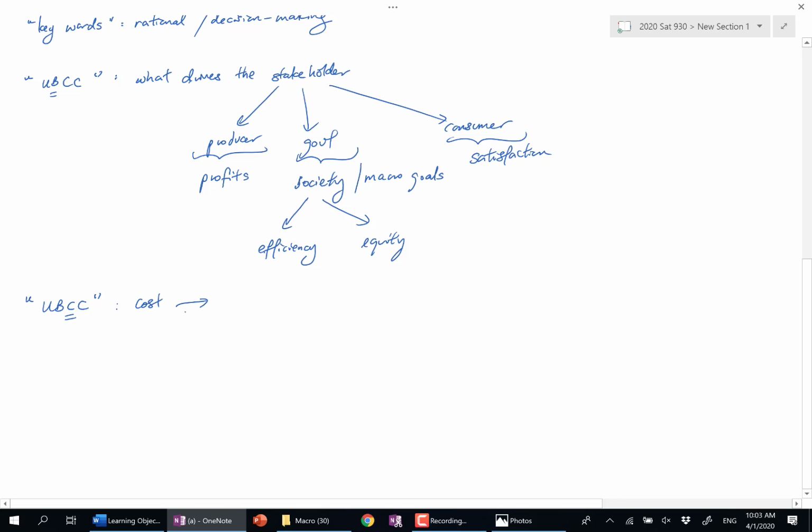Under cost, every time you talk about cost, it is a good habit to bring in explicit and implicit cost. Anyone knows what implicit cost is? What's implicit cost? Very good. It's opportunity cost, right? So try to feature out cost in your answer as well.